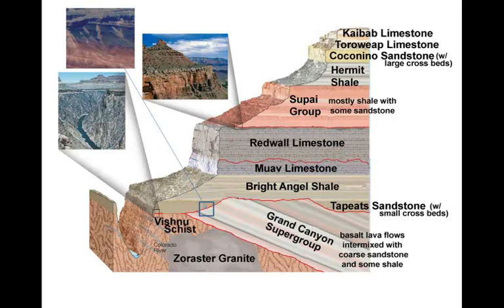Using superposition and cross-cutting relationships, we see that the oldest rock layer here is the Vishnu schist, a metamorphic rock. That Vishnu schist was intruded by the Zoraster granite, because the granite cuts across the schist, but does not cut across the younger rock layers of the Grand Canyon Supergroup. So the first rock layer to be formed here is the schist, followed by intrusion of the granite.